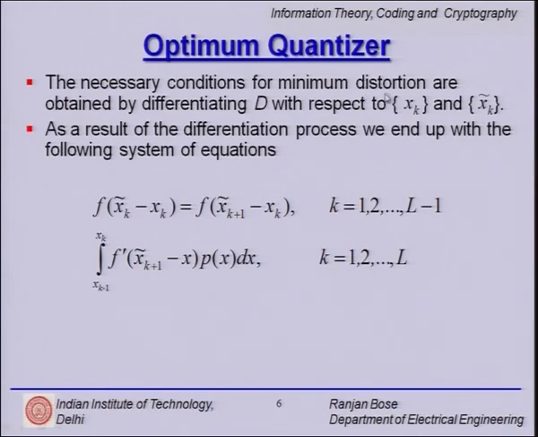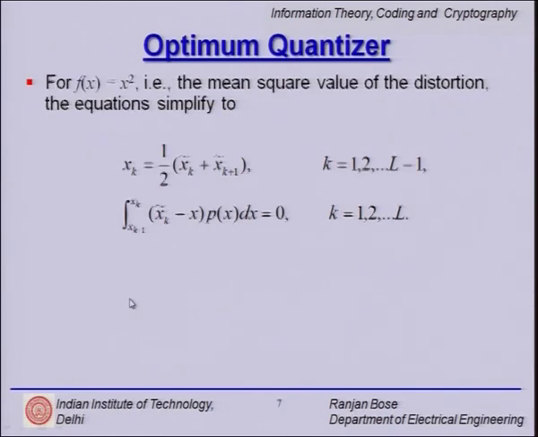So, the necessary conditions for minimum distortion are obtained by differentiating D with respect to xk and xk tilde, and if you do that basic math, you will come up with a condition that f of (xk tilde minus xk) is equal to f of (xk+1 tilde minus xk) for k equal to 1 up to L minus 1, right. And then if you take a special case of mean square error, so I want to design an optimum quantizer that minimizes the mean square error. It is a good function to take. You come up with these levels, the quantization levels xk given as (xk tilde plus xk+1 tilde) by 2.